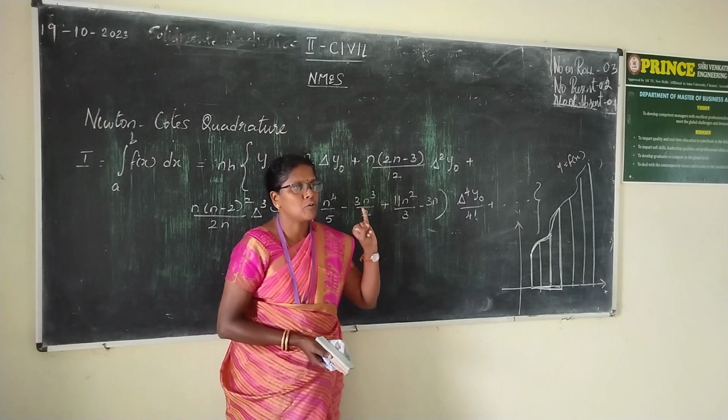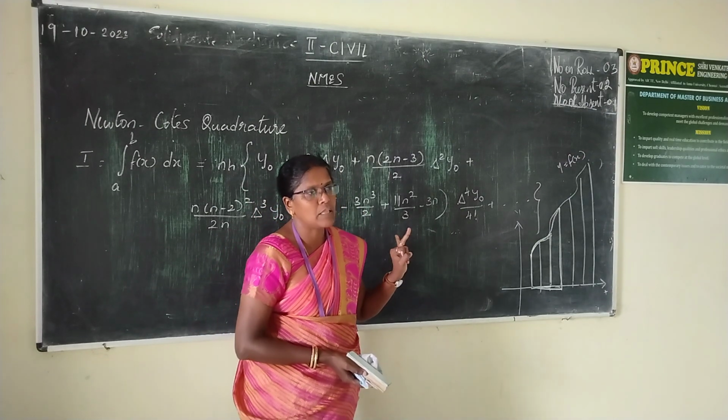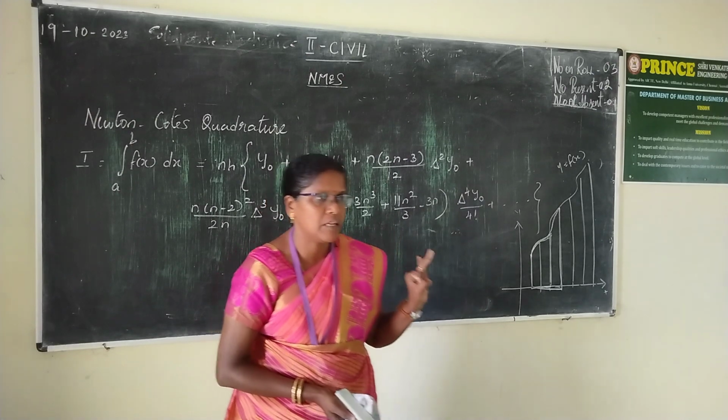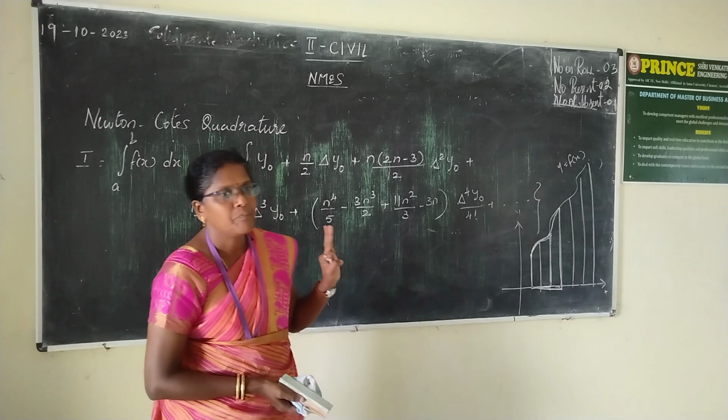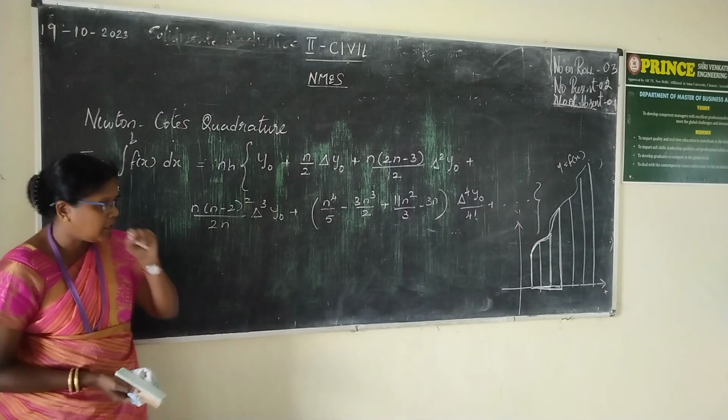Okay, trapezoidal rule, no restrictions. Simpson's 1/3, the number of subintervals should be an even number. Simpson's 3/8, the number of subintervals should be a multiple of 3. Okay.